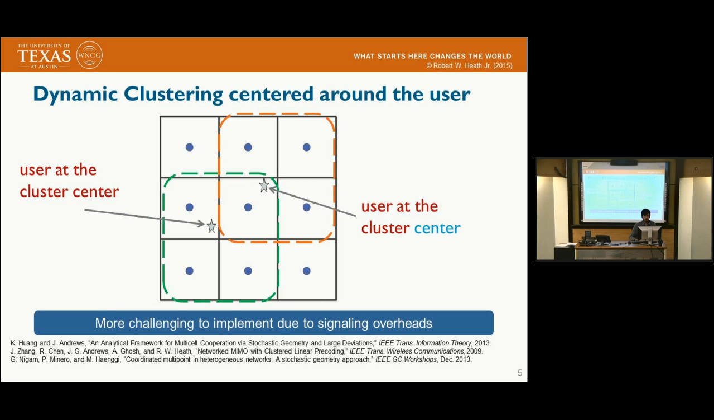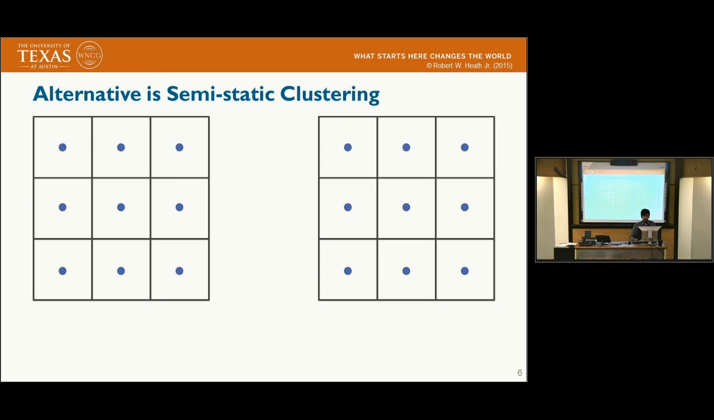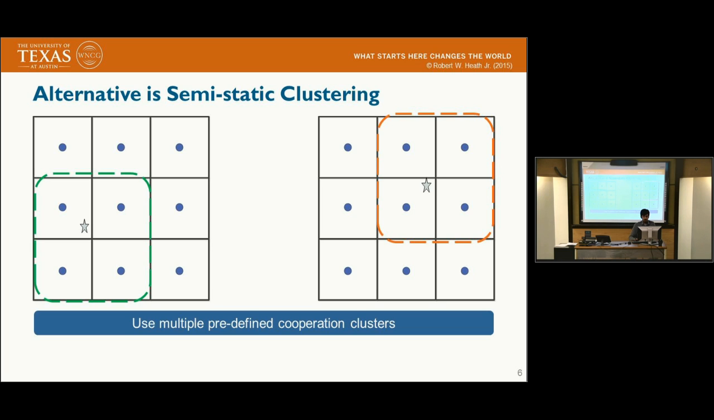In order to get performance gains closer to what dynamic clustering has to offer while keeping the implementation as simple as static clustering, we can use what we call semi-static clustering. In semi-static clustering, instead of using one predefined cluster, we could define multiple clusters and alternate between them. For example, on the left is a green cluster, and on the right there is another cluster in orange.